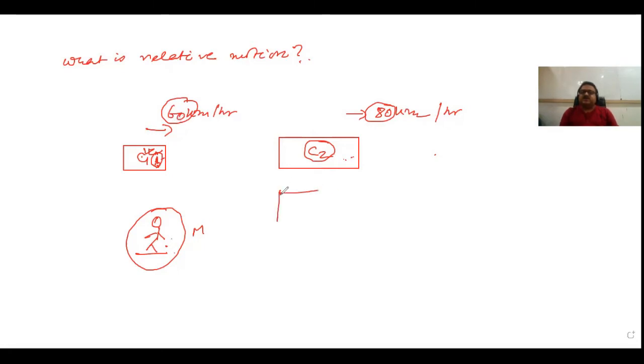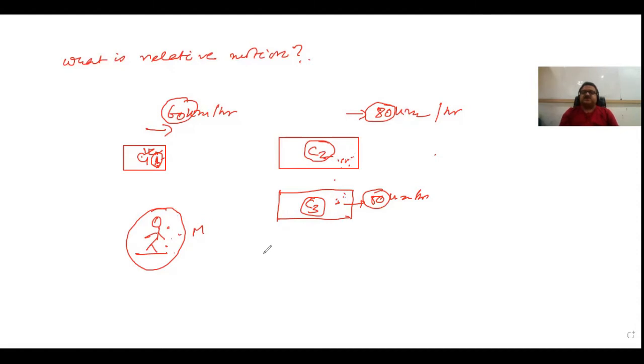Or the best example is this: think about another car C3, which is also running with the same speed, 80 km per hour. This driver can talk to this driver, and this driver can talk to this driver. But this person cannot talk to this driver. These drivers can talk because with respect to each other they are at rest, as they have the same speed with respect to the ground. So they will think of each other as at rest. This is the concept of relative speed or relative velocity.